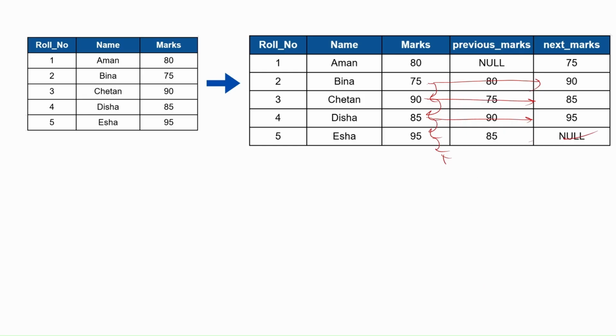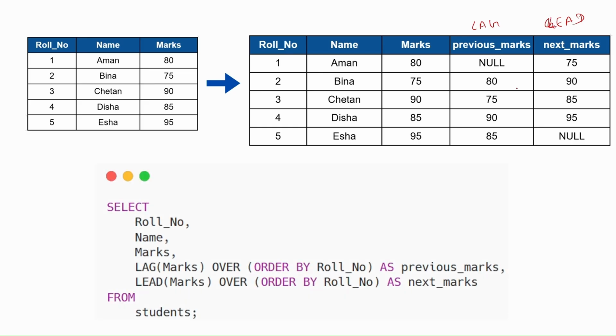So let's see how we are going to write a SQL query for this. In this case the default value of offset is 1, since we only want to skip one row, and we only want to compute the marks of the next student and the previous student. So here we have made use of lag window function to compute the previous student marks, and lead window function to compute the next student marks. So here we are using lag window function on the marks column.